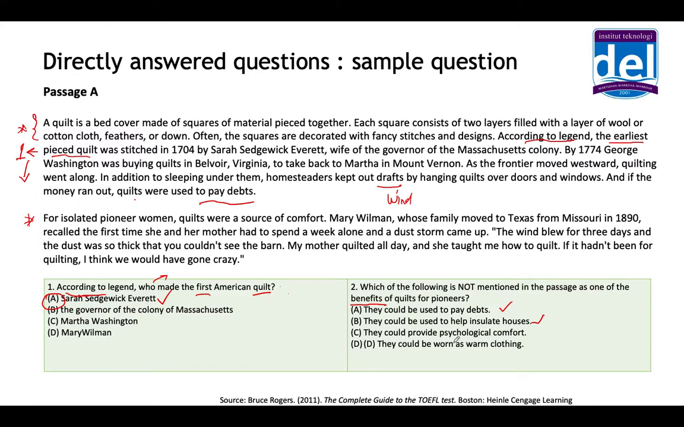C, "they could provide psychological comfort." There are no statements here, so we can read the next sentence. "For isolated pioneer women, quilts were a source of comfort." So this is also stated in the passage. So the last option would probably be the correct answer to this question. It says "they could be worn as warm clothing." There are no statements in the passage that talk about this, so the answer for this question is D. So that's how we determine the answer for directly answered questions. I hope this video helped. I'll see you in another video.